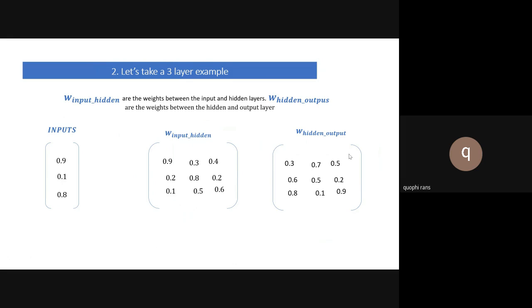Write these values down. You will be using these values: the input matrix and the weight matrix here and this one. You have a screenshot of it. So let's open our Jupyter notebook.